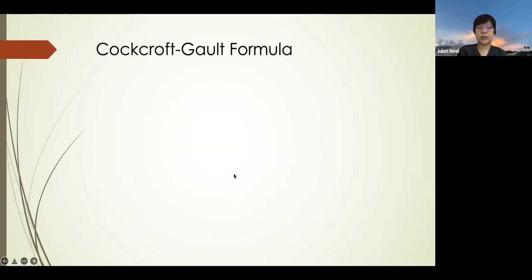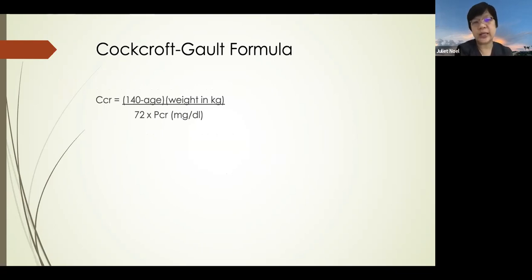So the most common formula that we use for estimating GFR or creatinine clearance based on serum creatinine was the Cockcroft-Gault formula. So this is 140 minus the age of the patient times the weight in kilogram, divided by the product of 72 times the serum or plasma creatinine in milligrams per dL. For women, you multiply the result by 0.85. That's the Cockcroft-Gault formula. With that, you can use an ordinary calculator to estimate GFR, no?